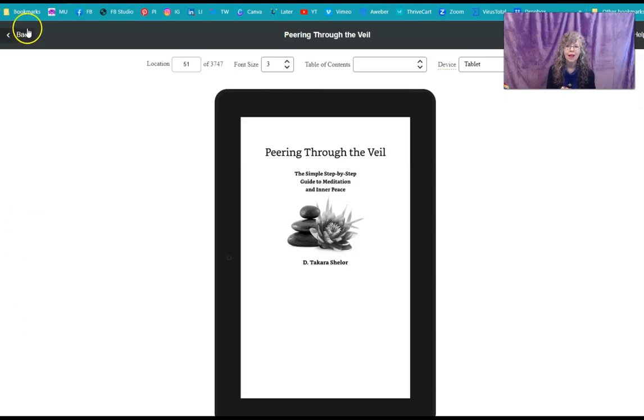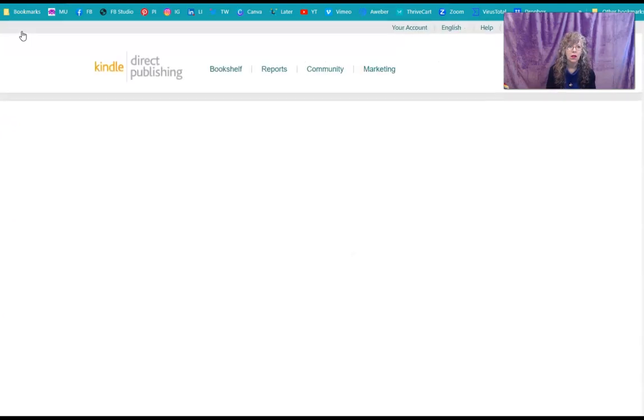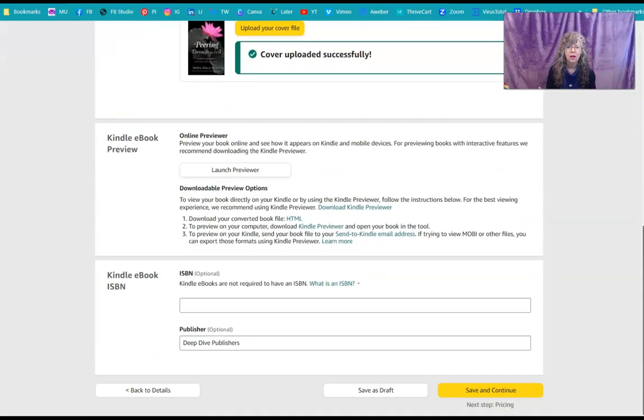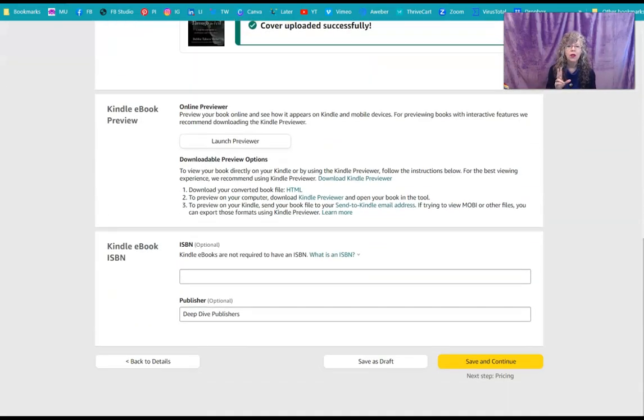All right, so we're going to get out of this. We've reviewed this. We were pretending that we reviewed the manuscript. And then if you want to put the name of the publisher, and then you also want to put an ISBN number if you have an ISBN for an ebook.